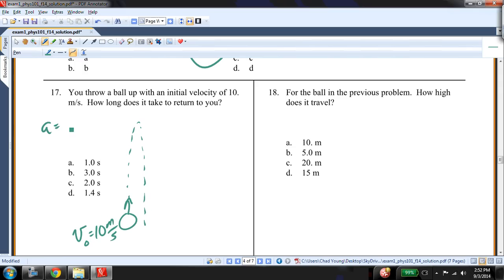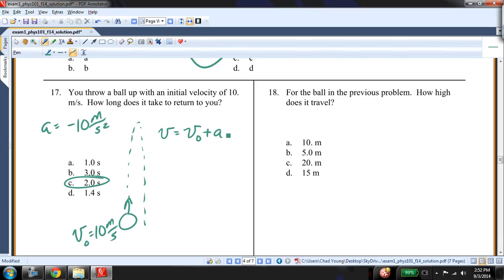I know the acceleration equals negative 10 meters per second squared. So for every second, the velocity changes by 10 meters per second. You can probably just intuitively know that it takes 1 second to go up and 1 second to go back down, which would give us a total time of 2 seconds. But if you can't intuit that, we can look at our kinematics equations.